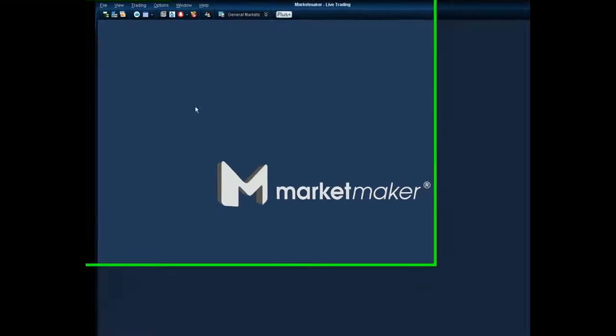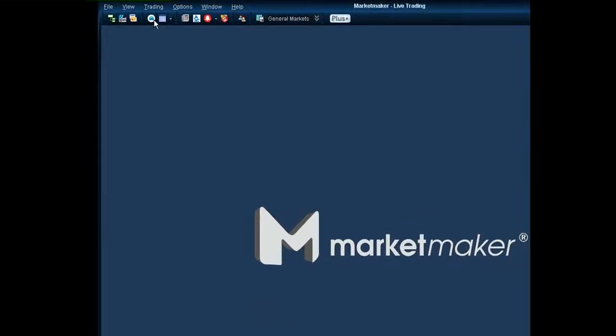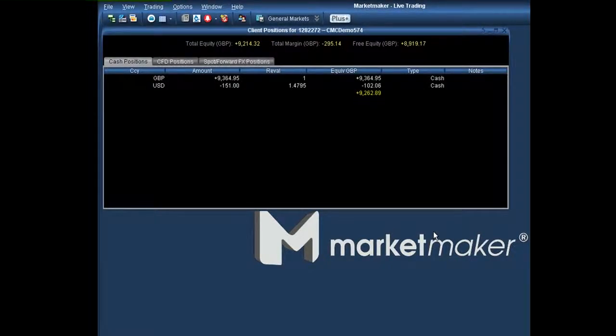In the top left hand corner of Market Maker you'll notice this little white circle with the blue suitcase. The client position keeping screen will show us the total equity we currently have in our account in real time, the amount of margin we currently have tied up securing any live positions, and the amount of free equity that we currently have left to trade with.